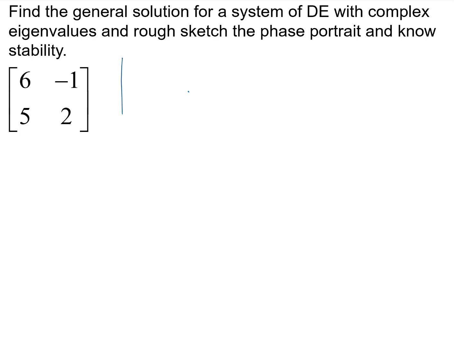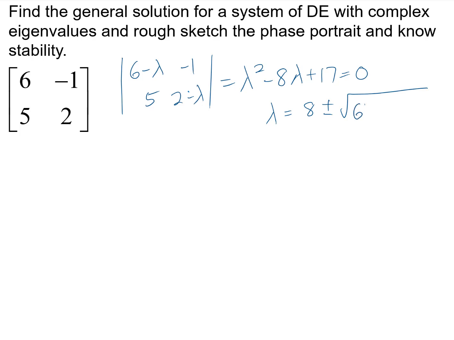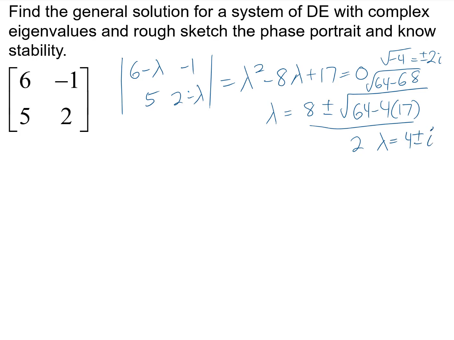So here we want to find the general solution for this system that has this as the matrix A. So first we're going to do [6 minus lambda, -1; 5, 2 minus lambda]. And finding the determinant, lambda squared minus 2 lambda minus 6 lambda, which is minus 8 lambda, and 12 minus a minus makes a plus 5, so plus 17 equals 0. Okay, that won't factor, so we're going to use the quadratic formula: negative b plus or minus the square root of b squared minus 4ac all over 2a. So if we multiply here, we have 64 minus 68, which is negative 4, which is plus or minus 2i. So we have 8 plus or minus 2i over 2, and we can reduce that to 4 plus or minus i. So those are our two eigenvalues.